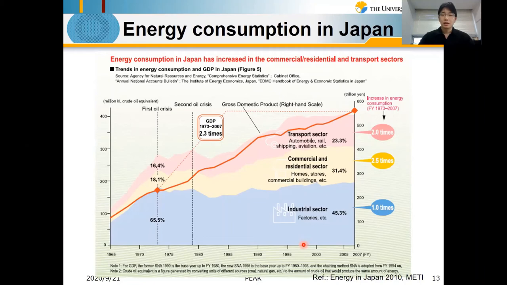Thus, even though we have already installed some new technology for energy saving, we need to develop further energy saving technologies and install them in the industrial sectors. Of course, this is a quite difficult issue to solve. Today, I'm providing you a key for developing such technology.